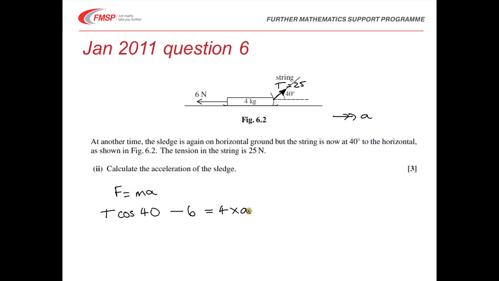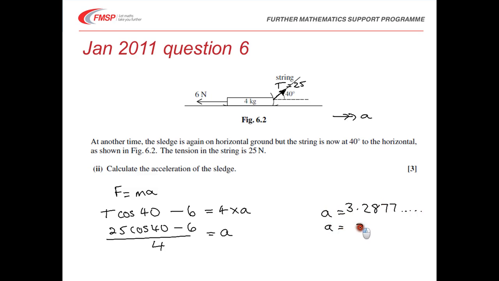Now in this case we know T is 25, so we're going to have 25 cos 40 minus 6, and then if we divide by the 4, that will tell us the acceleration, and if you type that in, it works out to be 3.2877, and we'll round that off to 3SF, so it will be 3.29 meters per second squared for the acceleration. Again, 3 marks for that.